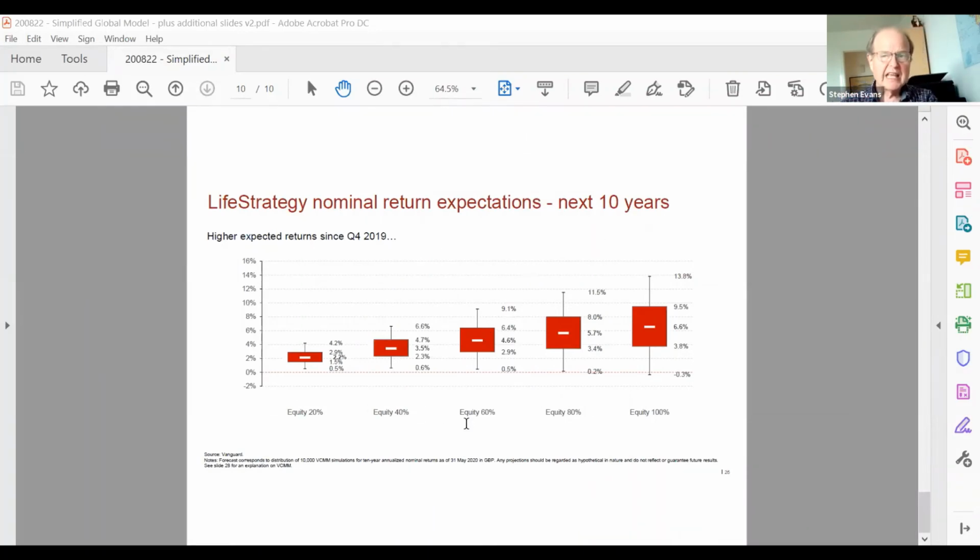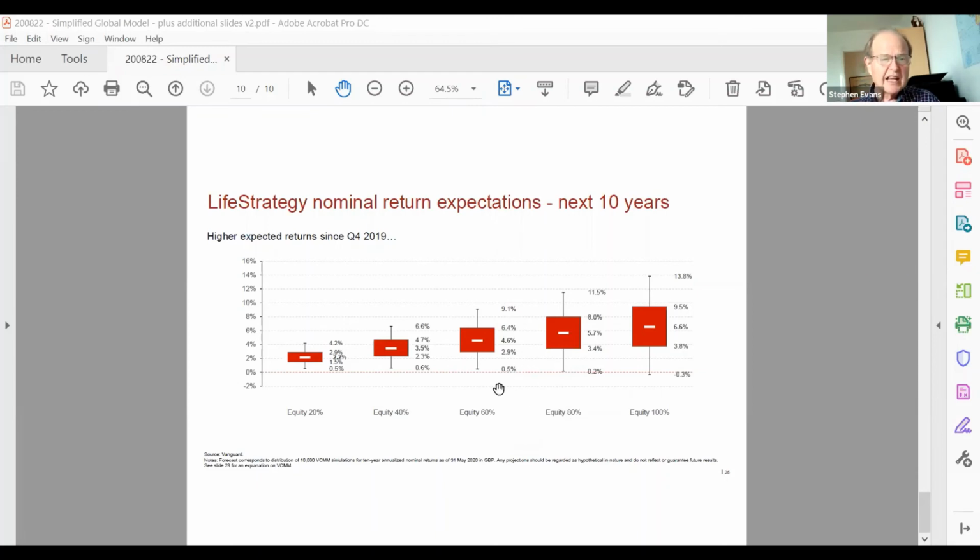Vanguard do produce a forecast of what they expect investment returns to be over the next 10 years, based on performance data from the past 30, 50 years, but taking into account economic and political factors such as the current environment of low interest rates, very high government debt, uncertainty about the COVID crisis, etc. They include those factors, or circumstances, as well as an analysis of data stretching back 50 years or more.